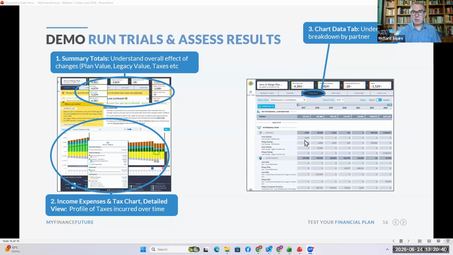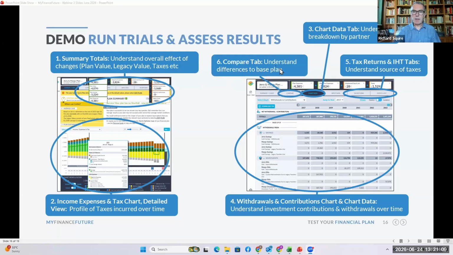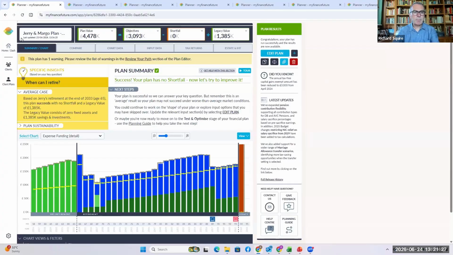We'll see if we get time to look at the chart data tab, which is where we get a breakdown by individual of things like tax or assets, so you can get a sense of where there are imbalances between the partners and opportunities for efficiency. We'll look at the withdrawals and contributions chart to see how the withdrawal profile is working. We may look at the tax and IHT tabs if we get time, and we may look at the compare tab at the end to see the differences between the starting point and the final plan we come up with. Okay, so let's have a look at the plan. So this is where we start.